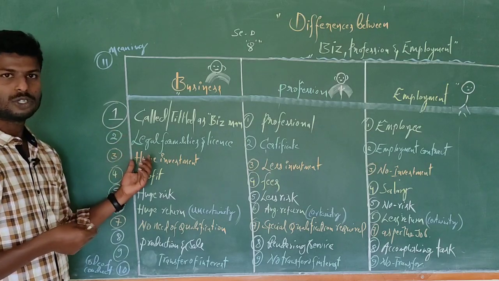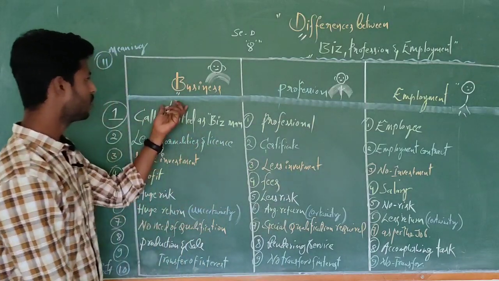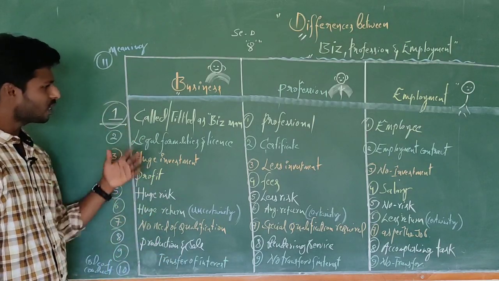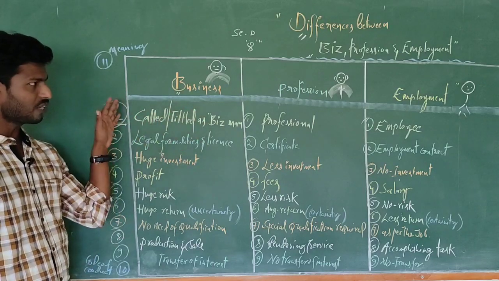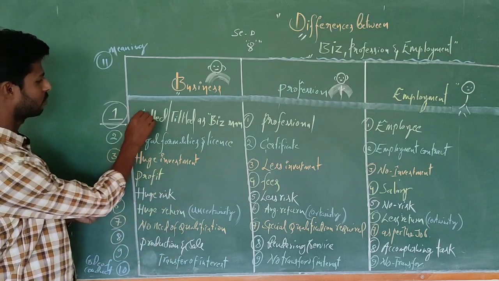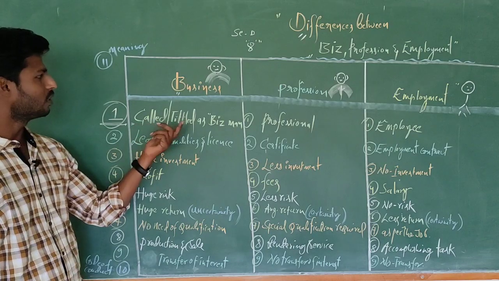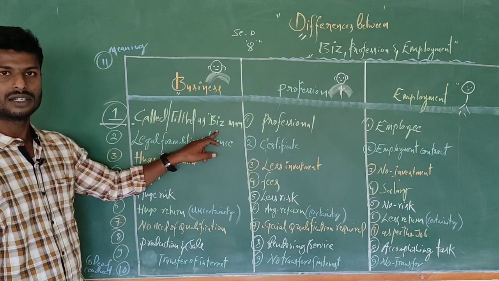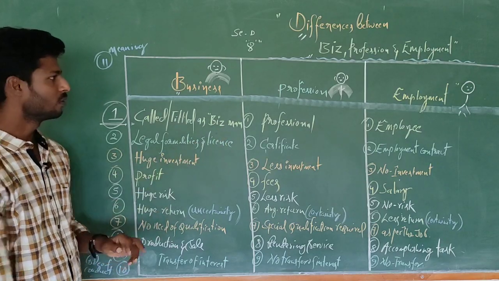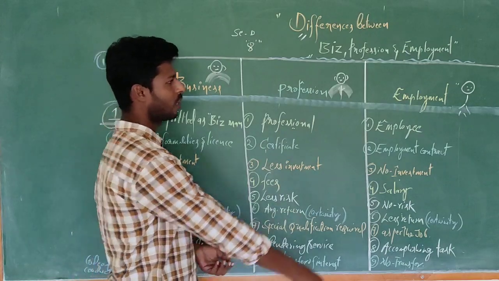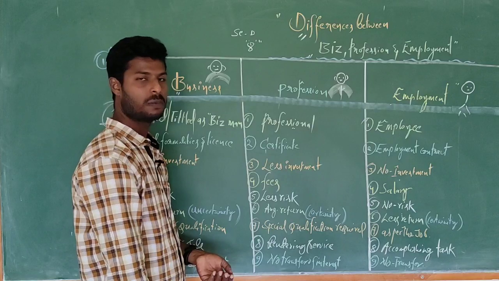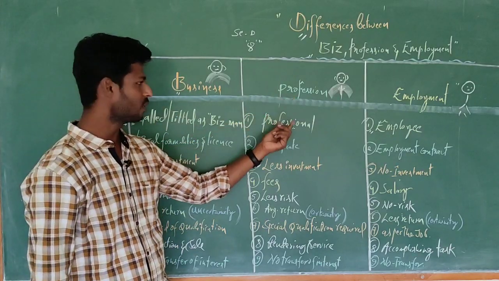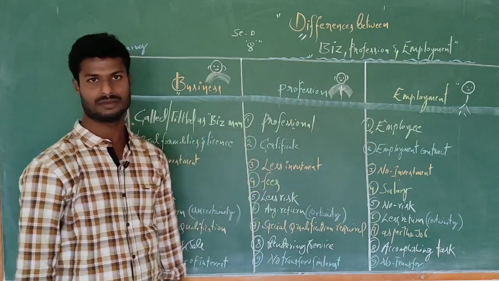Now let's go ahead with the topic, differences between business, profession and employment. While differentiating these three, let me mention the criteria. First one is the title of the person. A person who does business is called a businessman. A person who does profession is called a professional. A person who does employment, or does work in a factory, is called an employee.